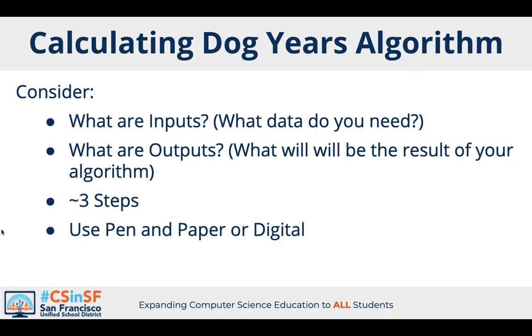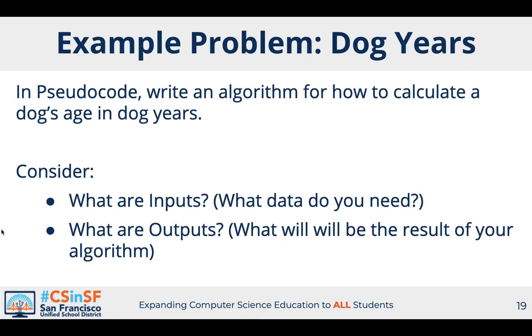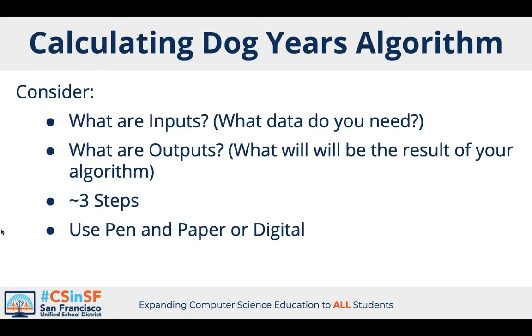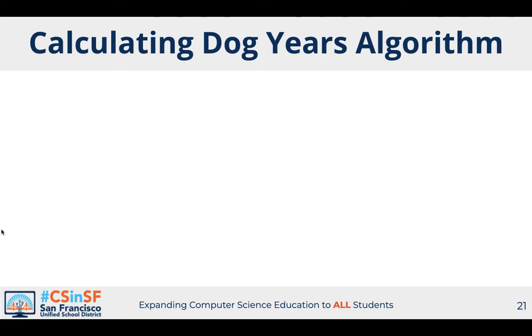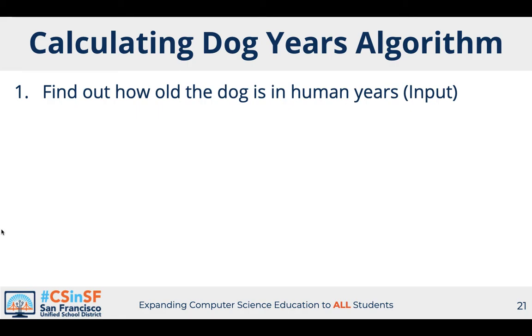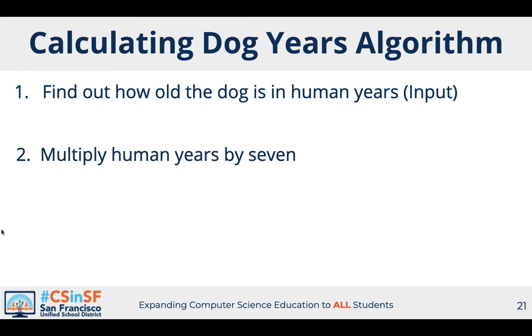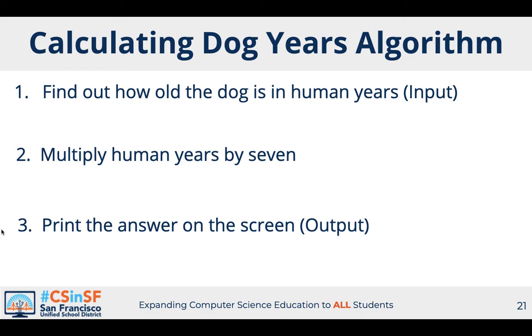Alrighty, we're back. At this point, we're trying to figure out how old your dog is in dog years. We wrote out a couple of steps. We could have done it on pen or paper for identifying the inputs in our algorithm and the outputs. So a basic algorithm for figuring out how old your dog is in dog years is, first of all, you need to find out how old the dog is in human years. That might be an input. Second of all, you want to multiply the human years by 7. And third, you might want to print the answer to the screen. That's the output. That is the result of the algorithm.